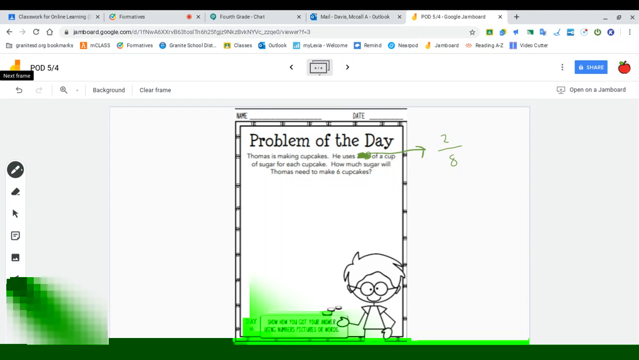Thomas is making cupcakes. He uses 2/8 of a cup of sugar for each cupcake. How much sugar will Thomas need to make 6 cupcakes?